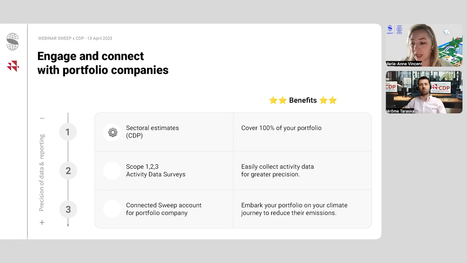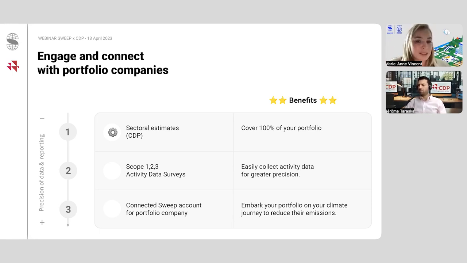The second step is how to engage with your portfolio companies, for free, by sending a questionnaire through the platform. We start to collect activity data for scope one, scope two and scope three, and use what we do best: calculating carbon footprints. Most startups and portfolio companies haven't started their climate journey. They've never done a carbon footprint, and estimates are not enough for you. So we engage them with a free account, they spend a few hours answering this survey, and at the end they get their first carbon footprint, which they can share.